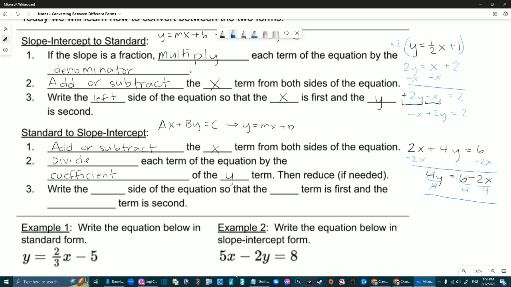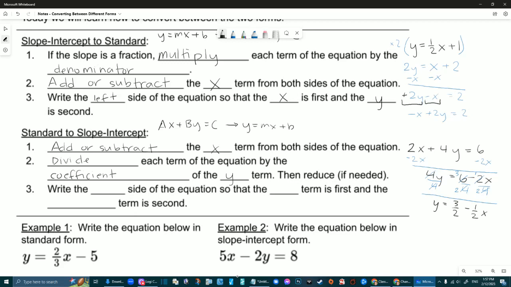So I know that both 4 and 6 are divisible by 2. 6 divided by 2 is 3, and 4 divided by 2 is 2. For the x term, I know that 2 and 4 are both divisible by 2. On the top, I get 1. On the bottom, I get 2. So that simplified equation at the end of step 2 is y equals 3/2 minus 1/2 x.